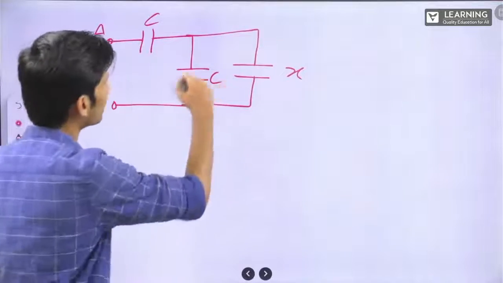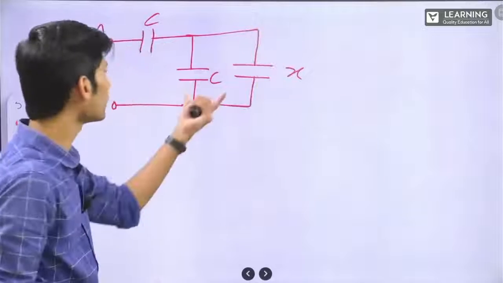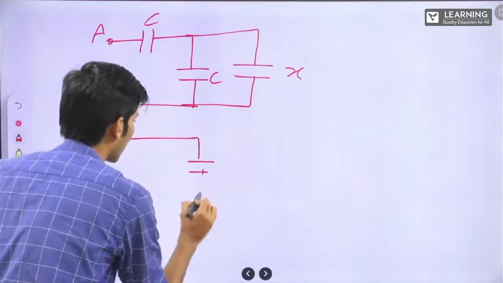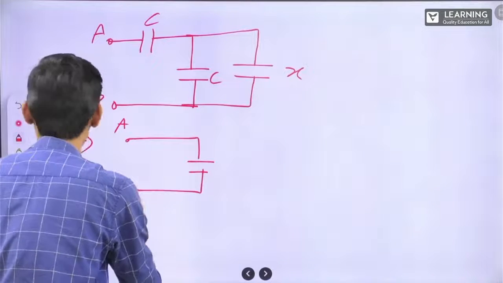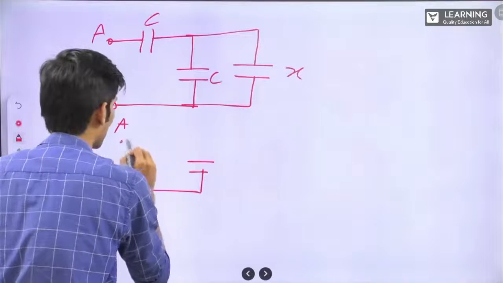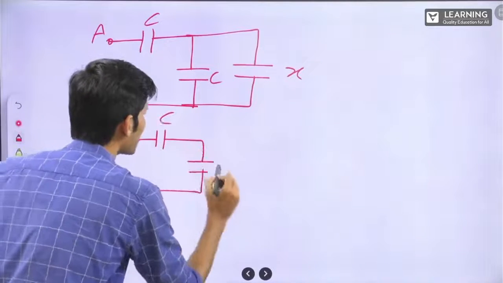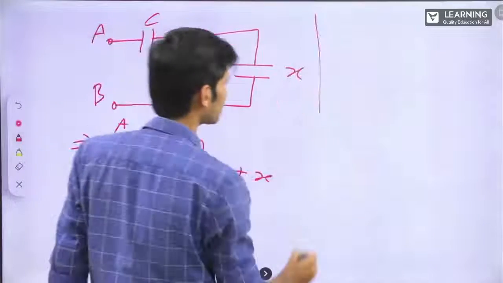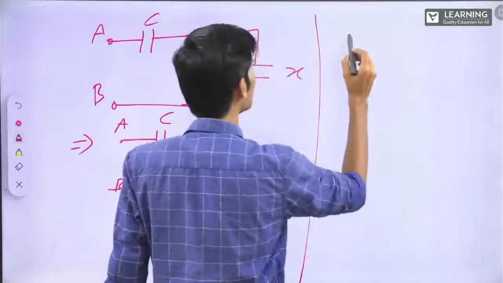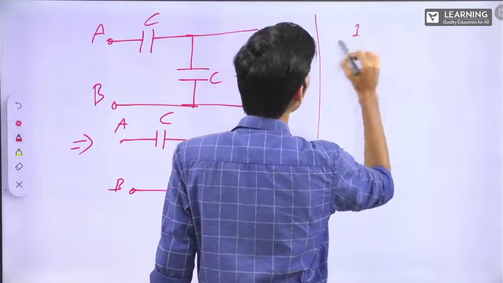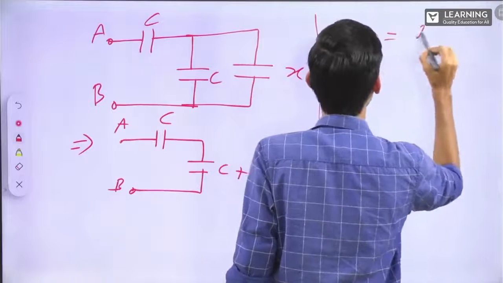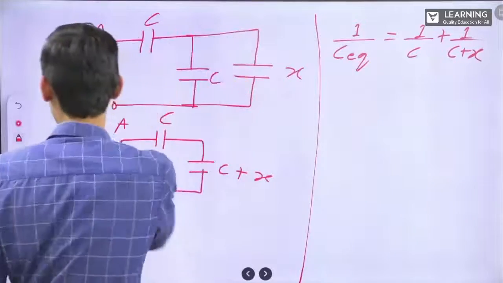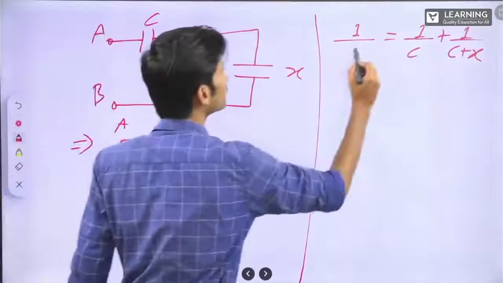Now, again here, these two are in parallel. So now what I can do is, this is A, this is B. This is C plus X. Now C and C plus X are in series. If C and C plus X are in series, so I can write 1 upon C equivalent is equal to 1 upon C plus 1 upon C plus X. What is C equivalent? X only.